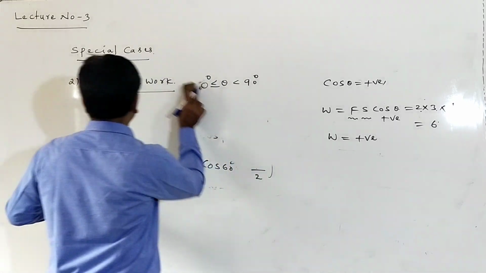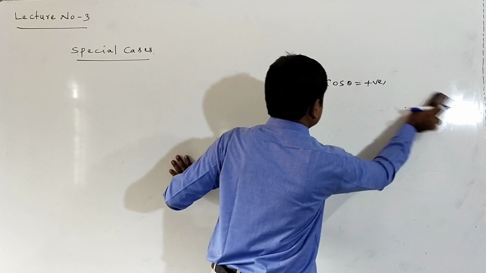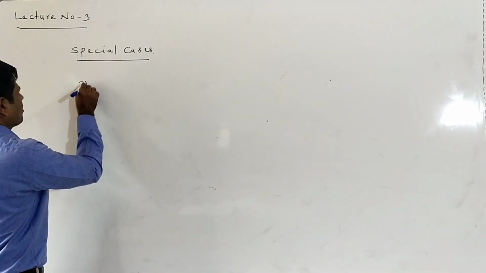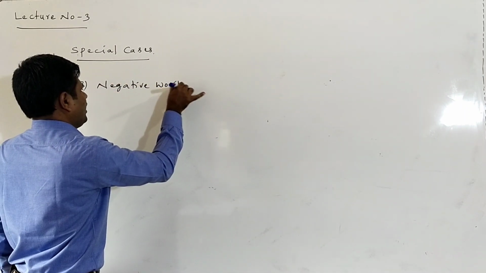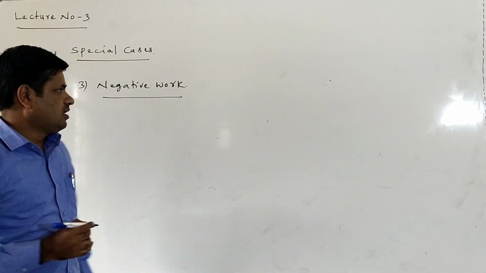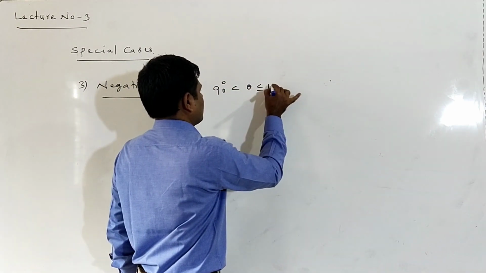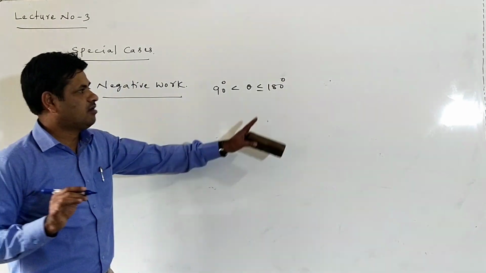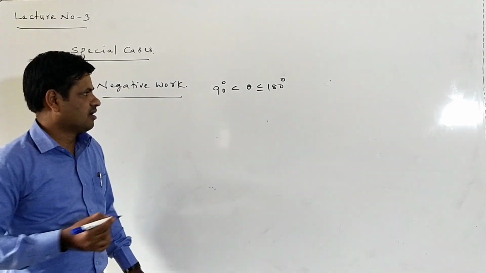Now next we will discuss negative work, the third one. What is negative work? Listen here. Here the theta value lies between 90 and 180 degrees: larger than 90 degrees but smaller than or equal to 180 degrees. In this case we will see here.